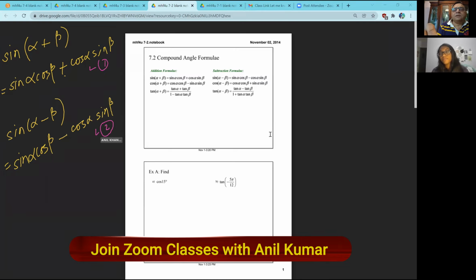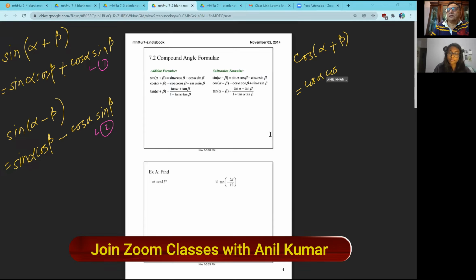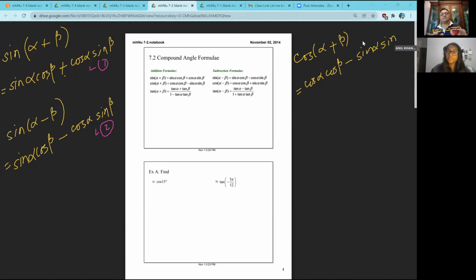Now, similarly, let me write down the formula for cosine. So what is cos of alpha plus beta equal to? So we have cos alpha cos beta minus sine alpha sine beta. You see the major difference. When we have sine of compound angles, then the terms are sine and cosine with the positive sign. However, when we have cos of compound angle, then we have cos cos and sine sine with a negative sign. So that is how they are different.